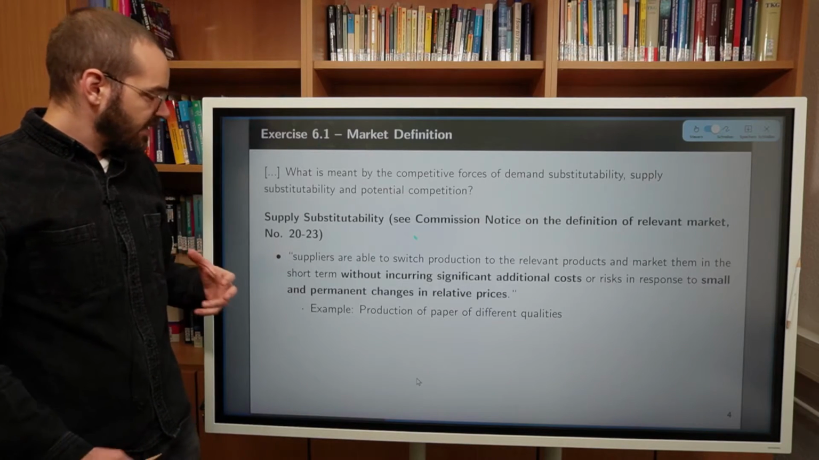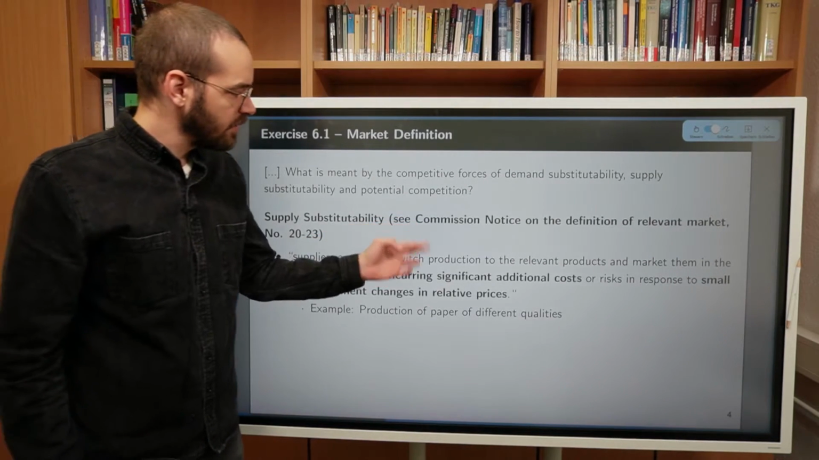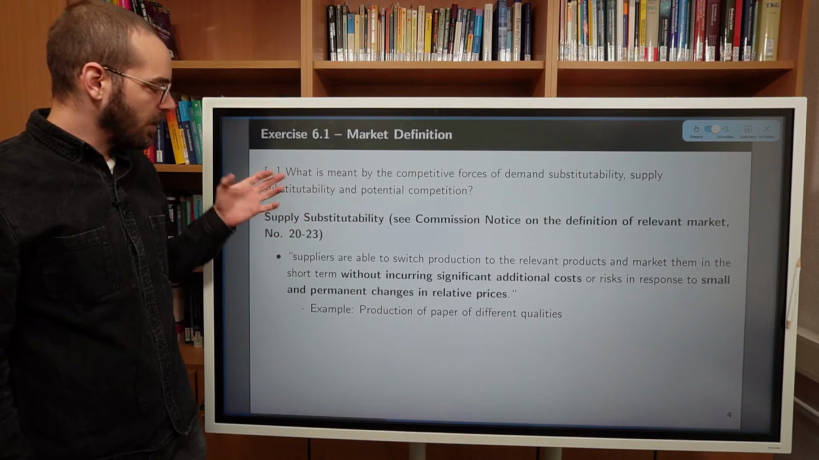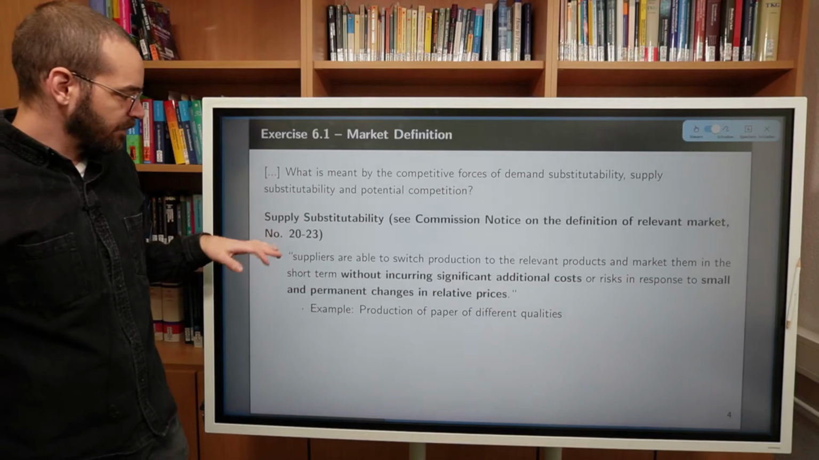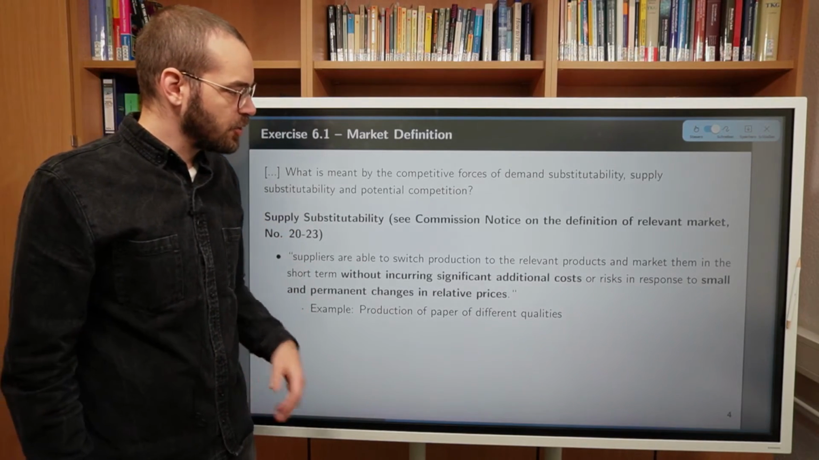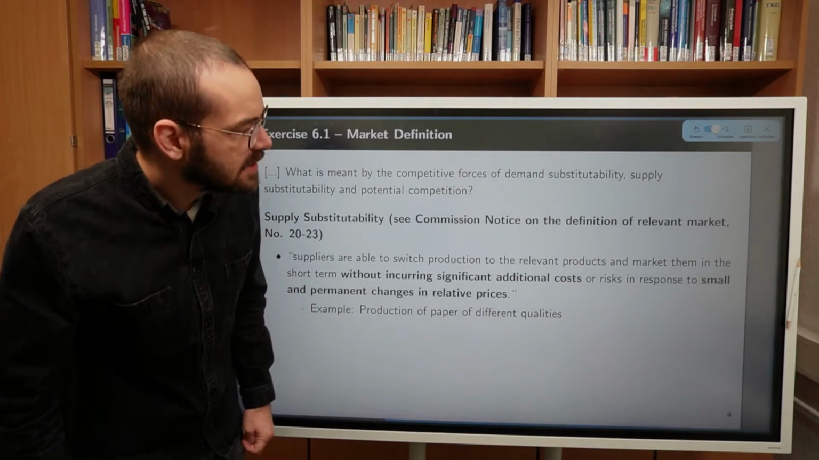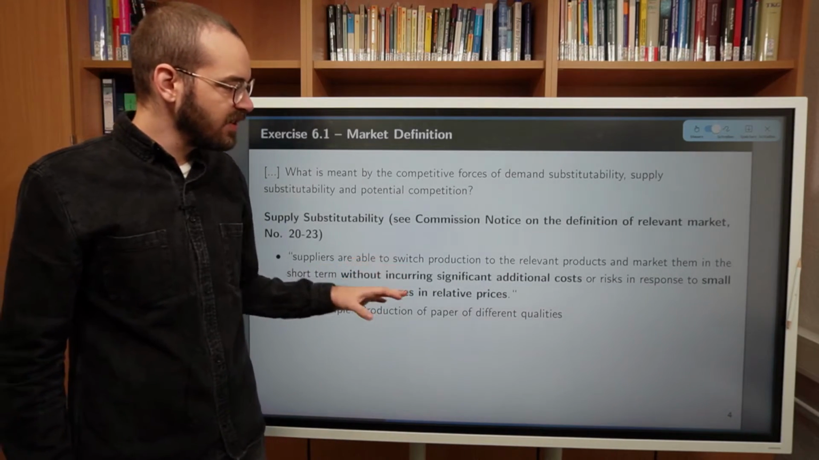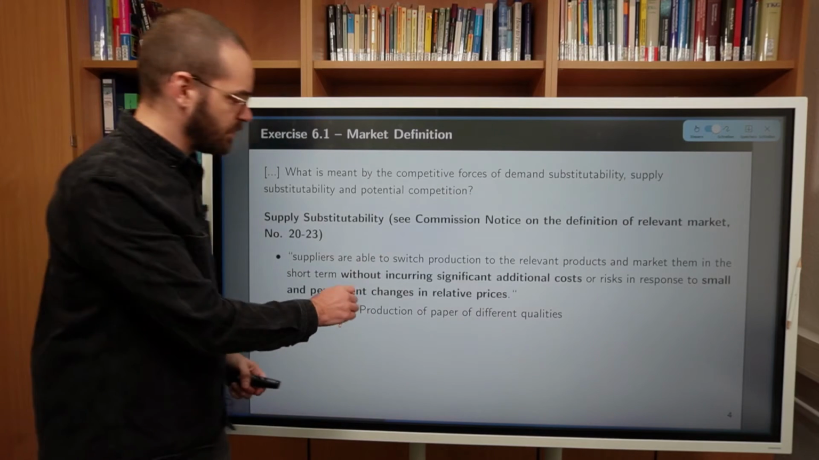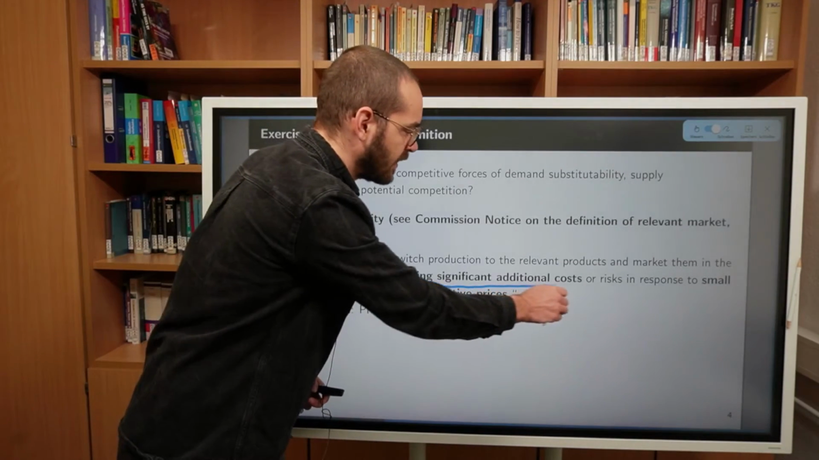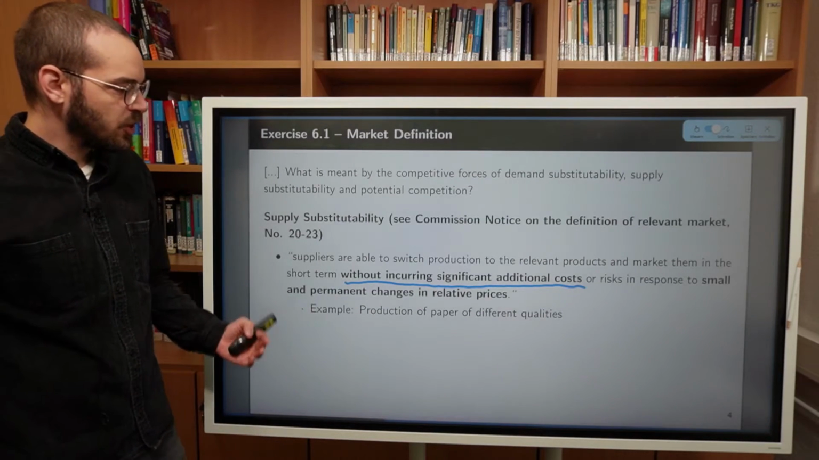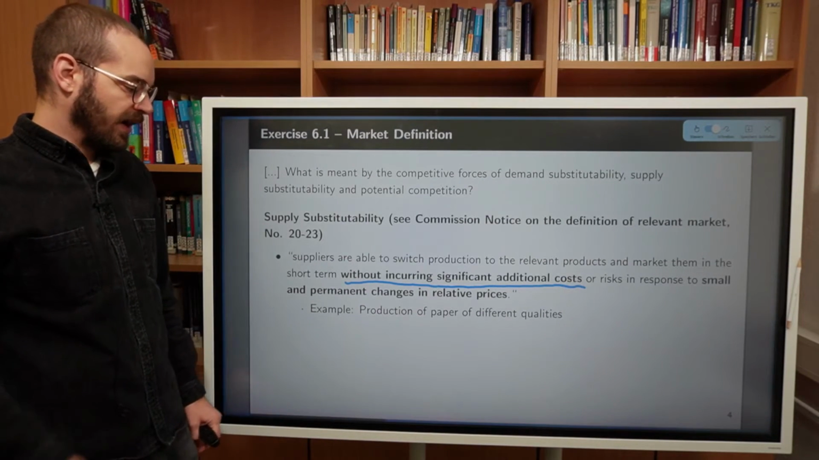All right, and again, I would like to provide a quote from this Commission's notice that really gives an answer to our question, and that is, suppliers are able to switch production to the relevant products and market them in the short term without incurring significant additional costs. This part is really to be highlighted, or risk, in response to small and permanent changes in relative prices.